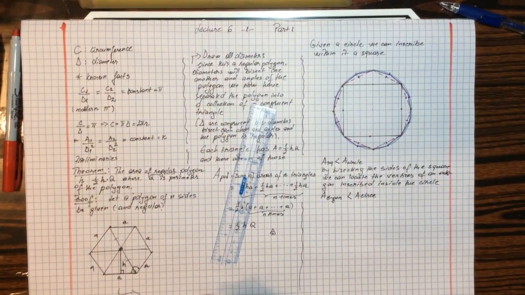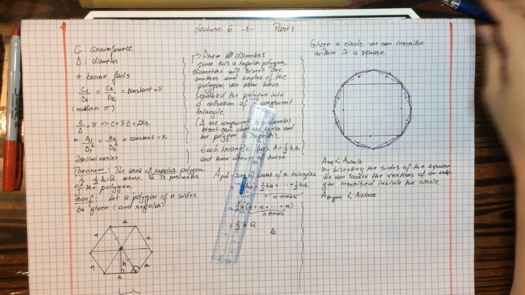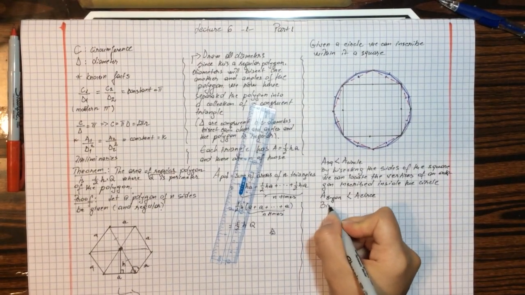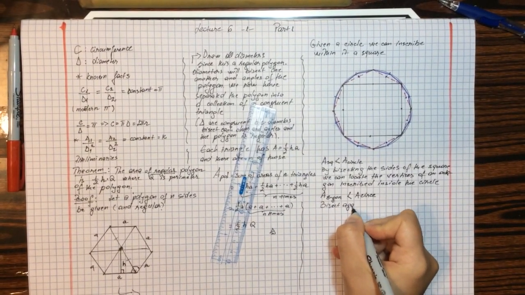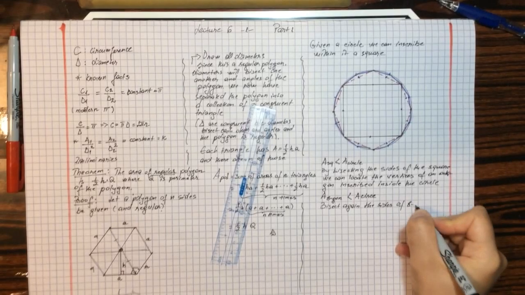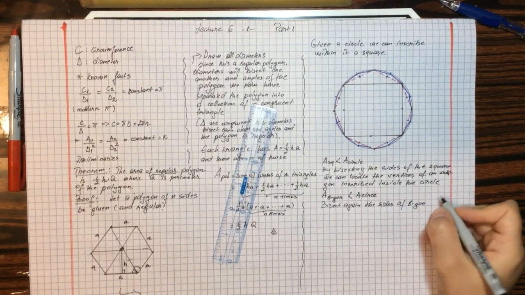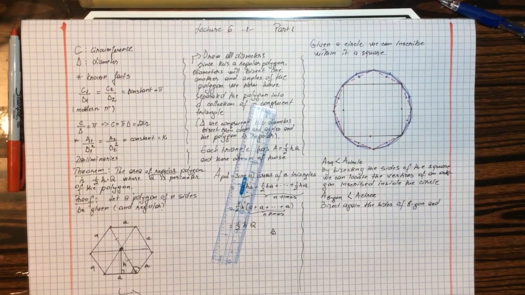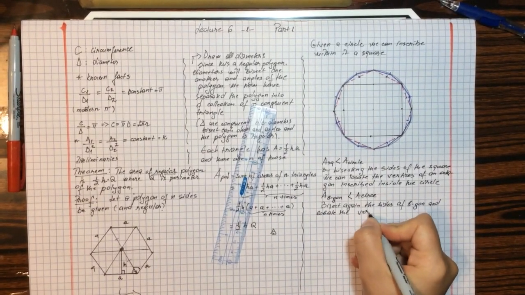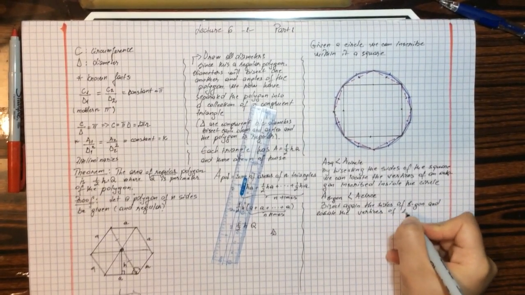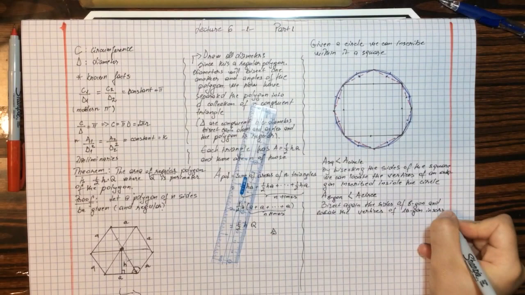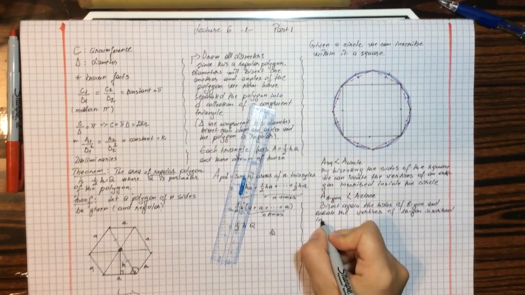So we do this again. Where is my pen? So bisect again the sides of the octagon and locate the vertices of a 16-agon, if you will, inscribed inside the circle.